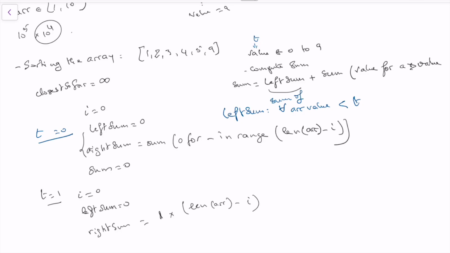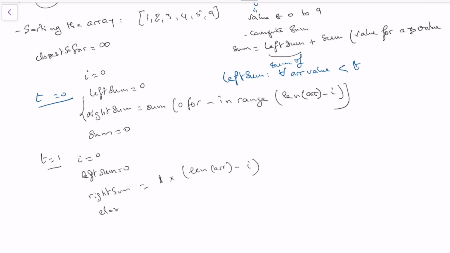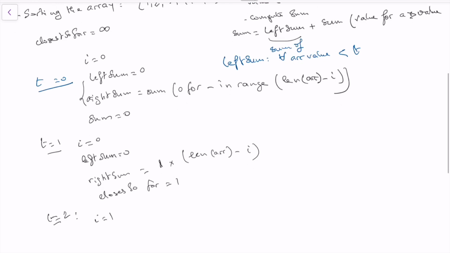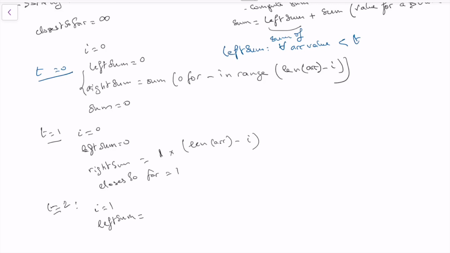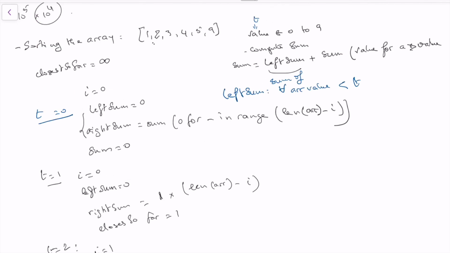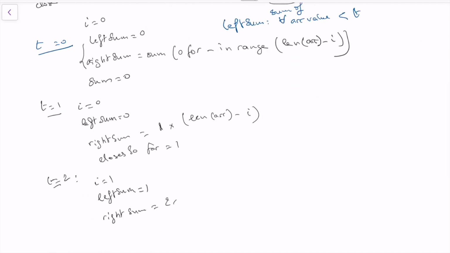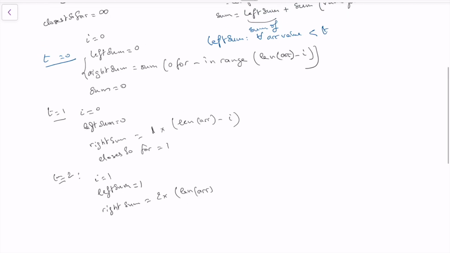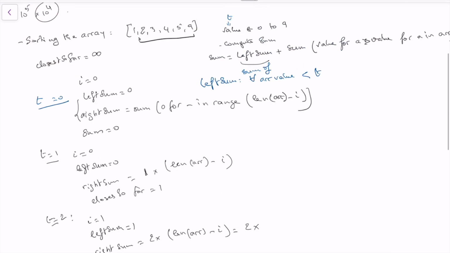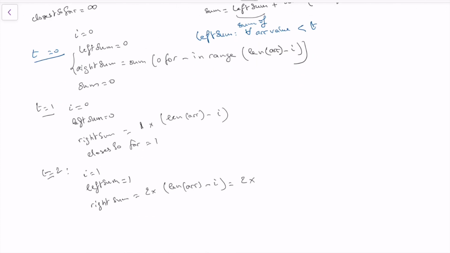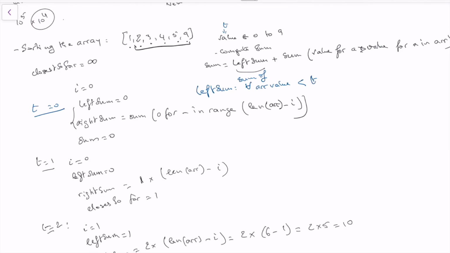And so it would be just length of the array, right? And so we set closest so far to be equal to 1, and then we'll try 2. Now when we try 2, it becomes interesting because 1 is less than 2, right? So we advance our I value, and then our left sum becomes the value 1. And then our right sum is everything except the first value, so it's these values here, and so it's 2 multiplied by length of the array minus I. The length of the array is 1, 2, 3, 4, 5, 6. So it gives us 6 minus 1, so it gives us 2, so it gives us 10, right?